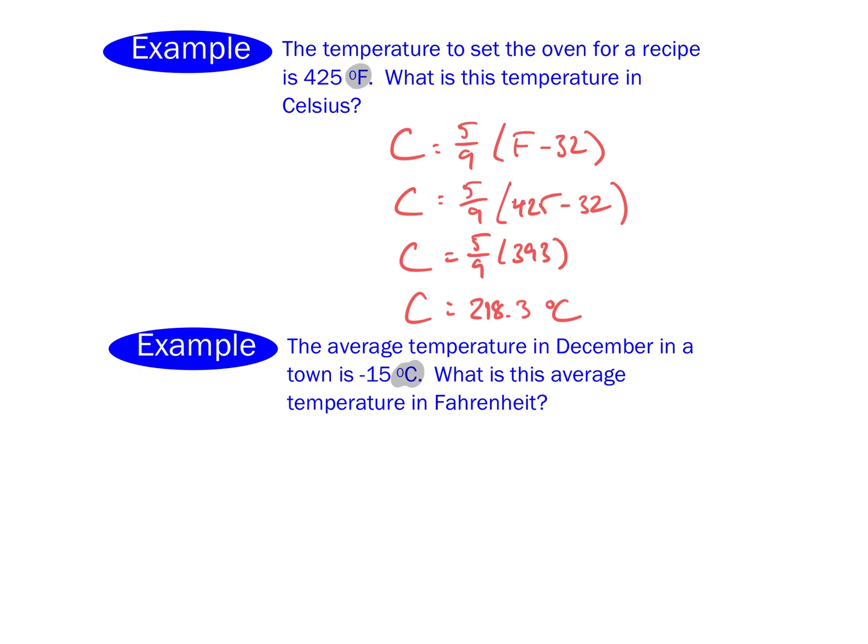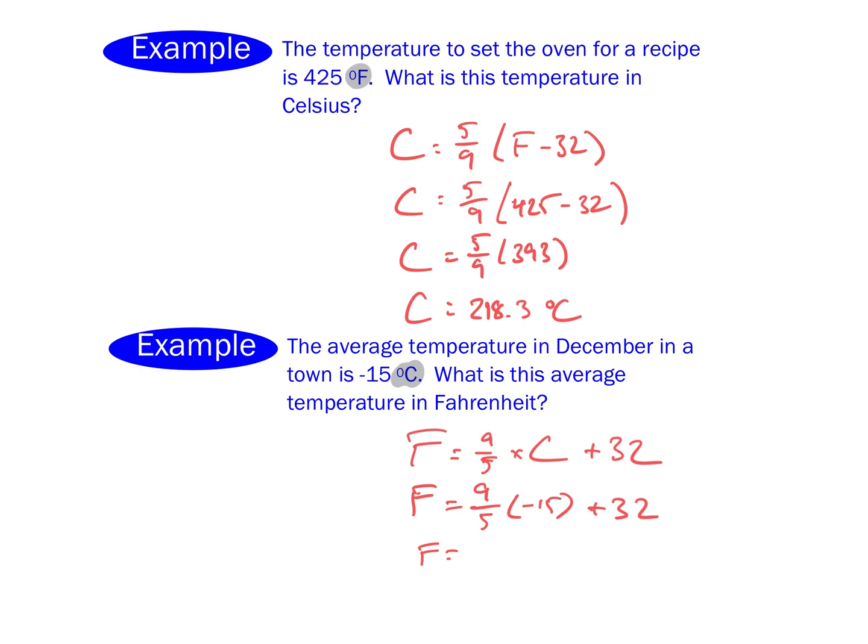Now we'll go ahead and do the next example. In December, the average temperature in the town is minus 15 degrees Celsius. What's this temperature in Fahrenheit? So Fahrenheit equals 9 over 5 times C plus 32. Now it's going to be F equals 9 over 5 times minus 15 plus 32.